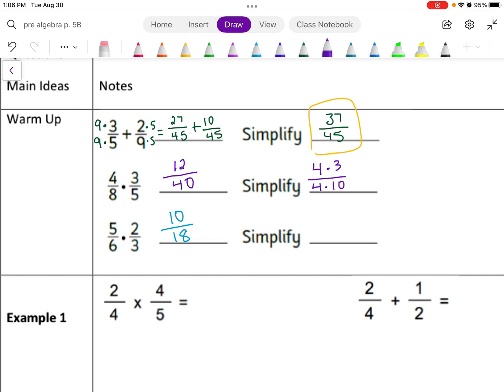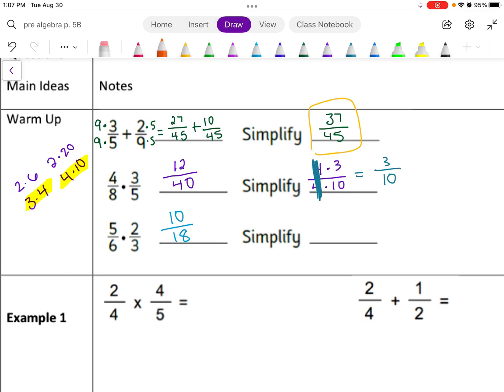So if we think about the factors of 12 and 40, well, 2 times 6 is 12, 3 times 4 is 12, 4 times 3, and if we think about 40, 2 times 20, 4 times 10, and look at this. We have 4 as a multiple of 12 and 40. So we can rewrite 12 over 40 as 4 times 3 over 4 times 10. So now 4 divided by 4 simplifies to 1, and we're left with 3/10 as our answer.